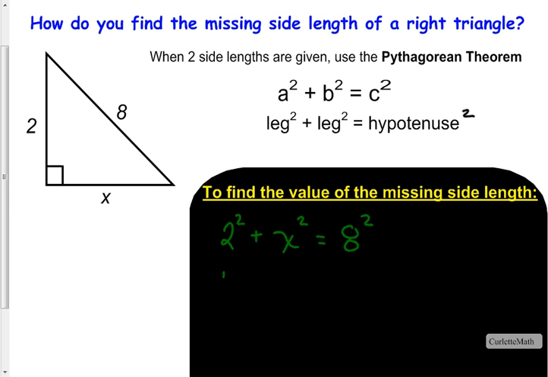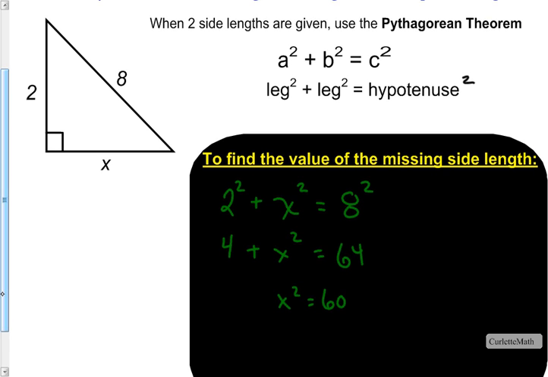So 2 squared is 4, x squared we don't know, so equals 8 squared, which is 64. Subtracting the 4 to the other side, we get x squared equals 60. And then to get our x by itself, we need to take the square root of it. So we get x equals the square root of 60. Typically when we take the square root of something, we get the plus and the minus. Here we're only going to take the plus because our lengths are only positive.